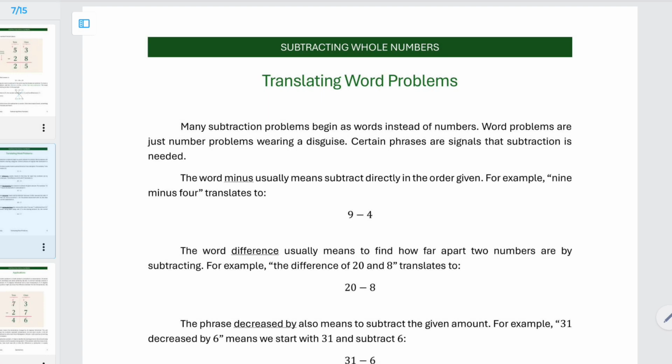Translating word problems. Many subtraction problems begin as words instead of numbers. Word problems are just number problems wearing a disguise. Certain phrases are signals that subtraction is needed. The word minus usually means subtract directly in the order given. For example, 9 minus 4 literally translates directly to 9 minus 4.